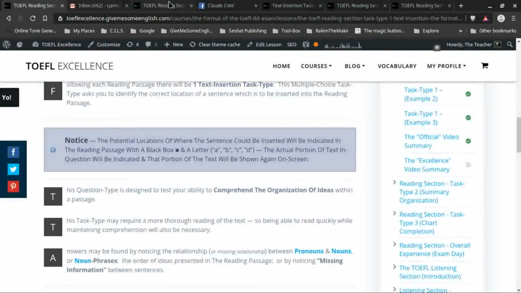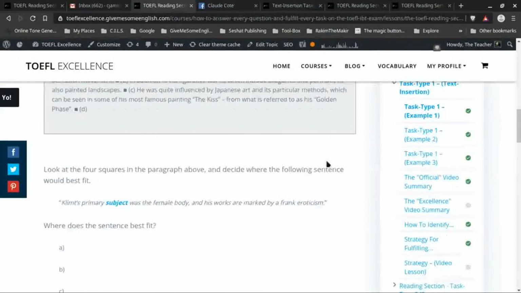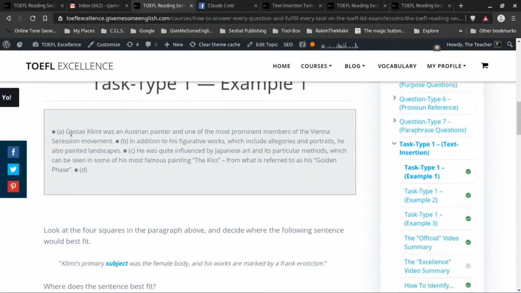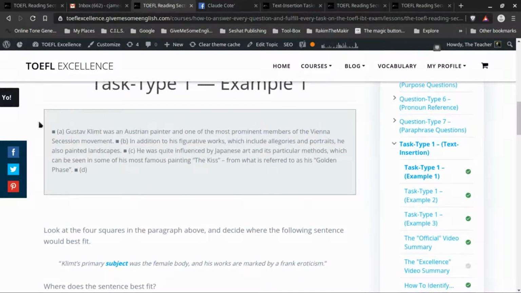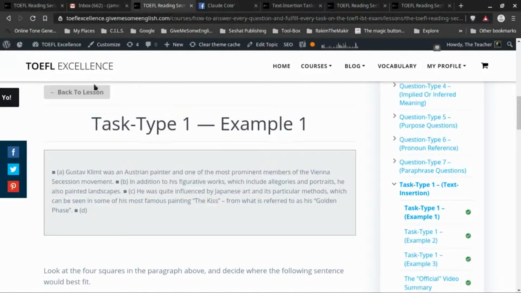So, basically, as a quick look at what we're dealing with here, we have a reading passage, and there are 4 squares in the reading passage, and you see that they have different letters after them. And then you have a sentence where it asks you to put the sentence into the correct space in the reading passage. And that's essentially the entire point of this task type.